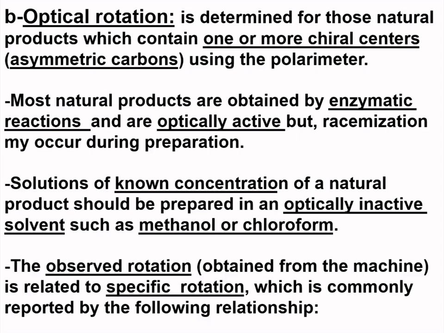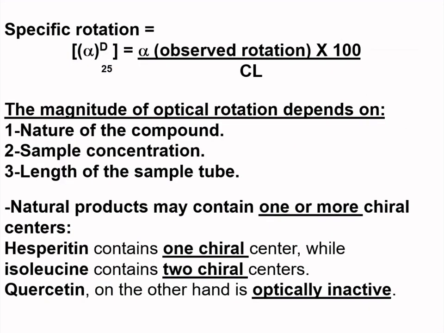The optical rotation obtained this way from the machine, called the polarimeter, is called observed rotation. It is not constant. The constant is the specific rotation. It can be obtained from the observed rotation by using the following relationship.